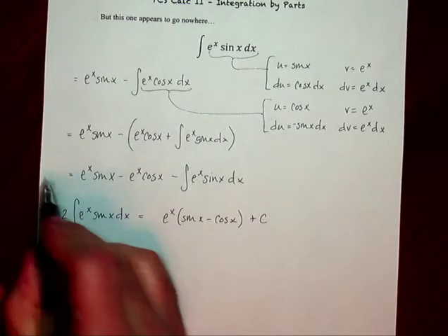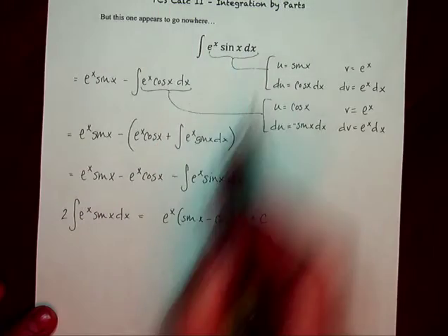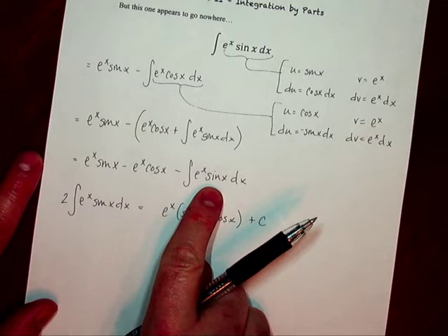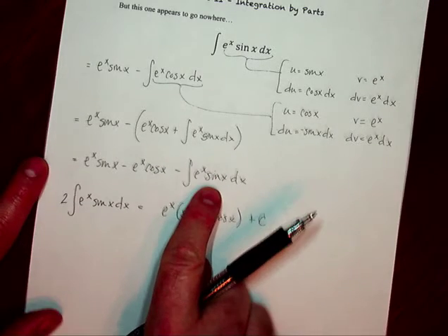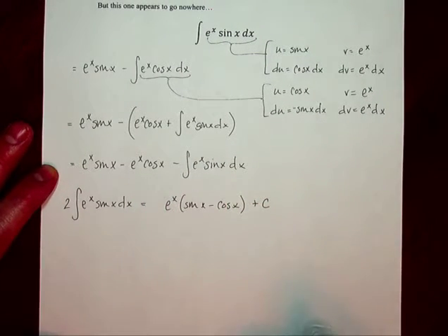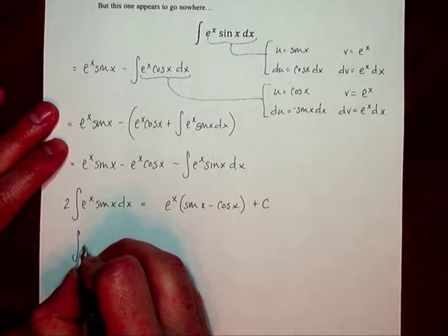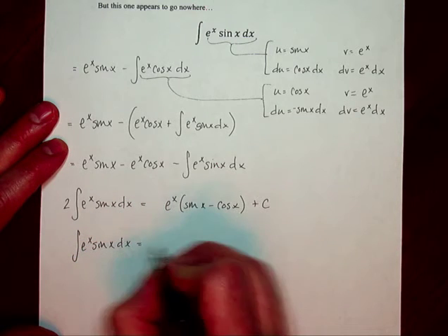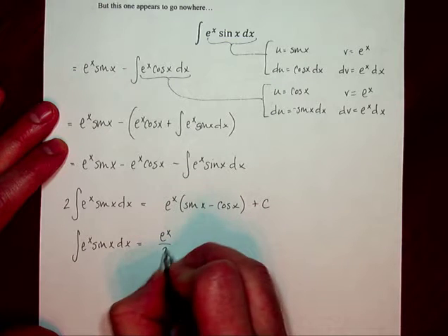Because remember, what I started with over here is this integral. If those are exactly the same, I can just add it to both sides. In adding it to both sides, it gets rid of this one on the right-hand side, and it doubles the one on the left-hand side. And then the only thing that's left to do is just divide by 2.